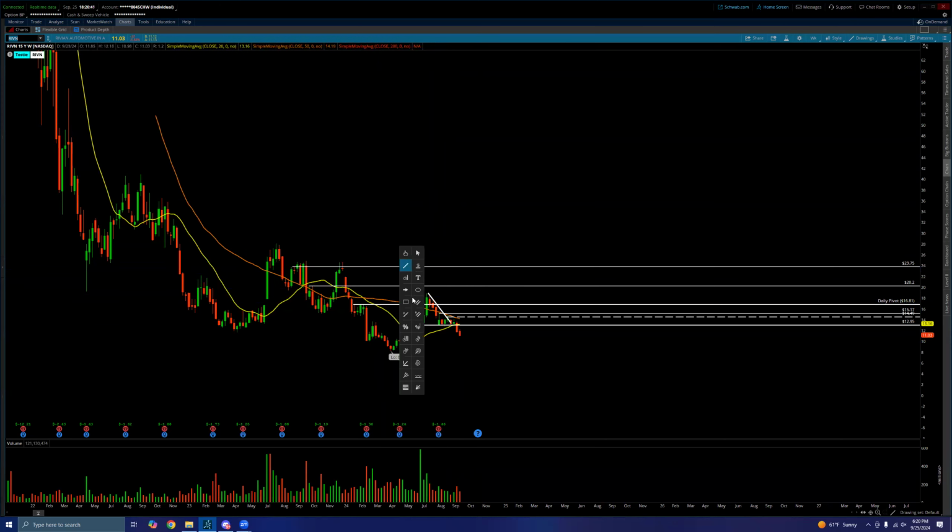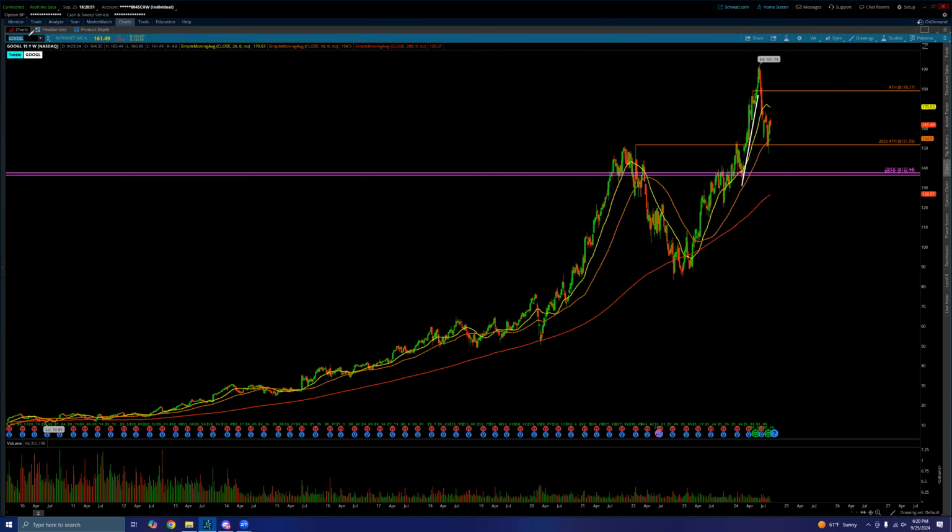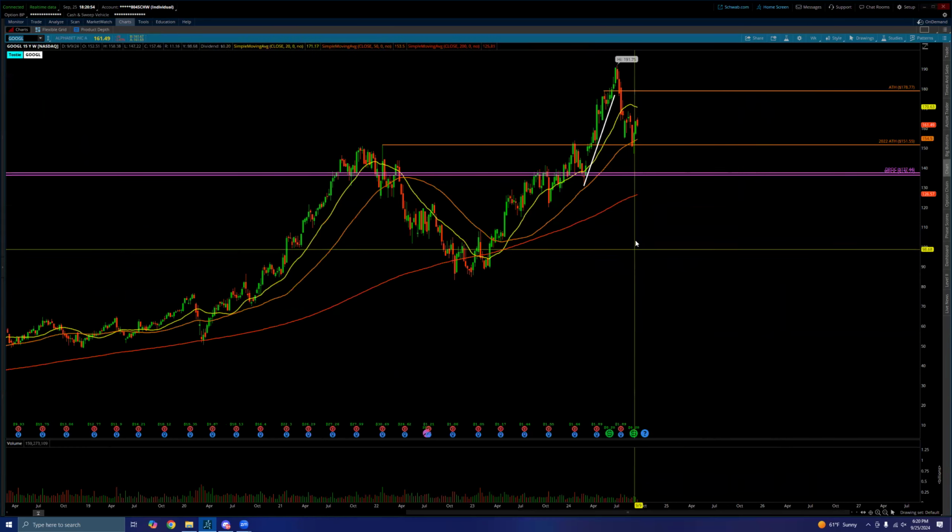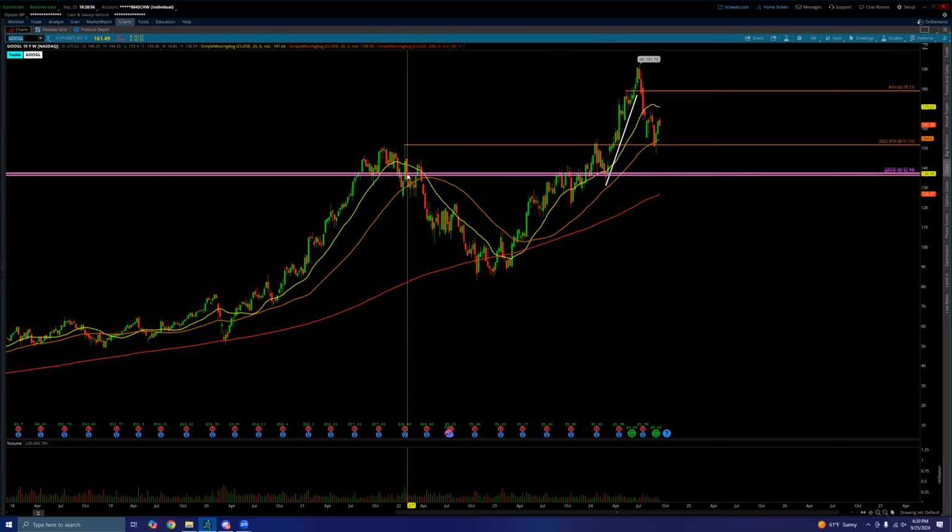With stocks like this, you're going to get crazy moves to the upside and to the downside. But generally speaking, you are going to be very well rewarded by just being patient and waiting for these moving averages to trend in a positive direction.